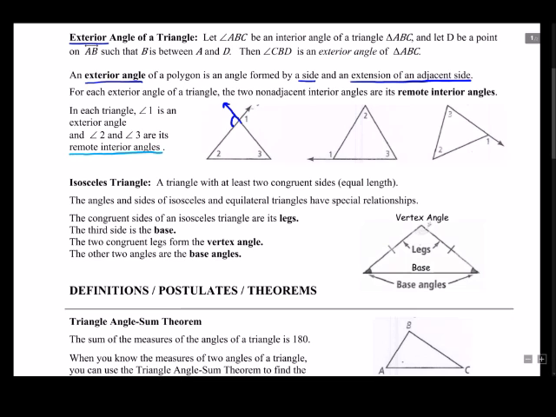An old friend, an isosceles triangle, is a triangle with at least 2 congruent sides. The congruent sides of an isosceles triangle are called legs. So our legs are on this side. They are congruent. The third side is called the base. So the base is this side down here.